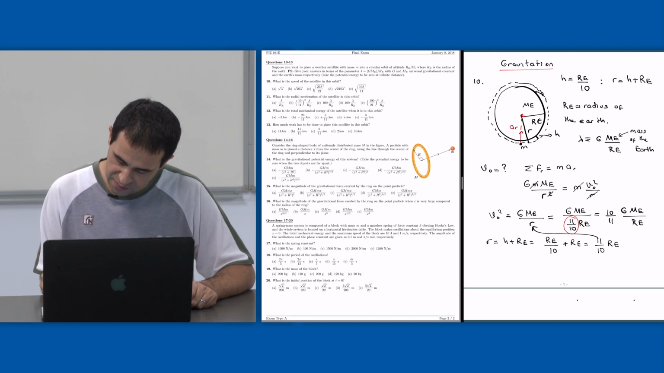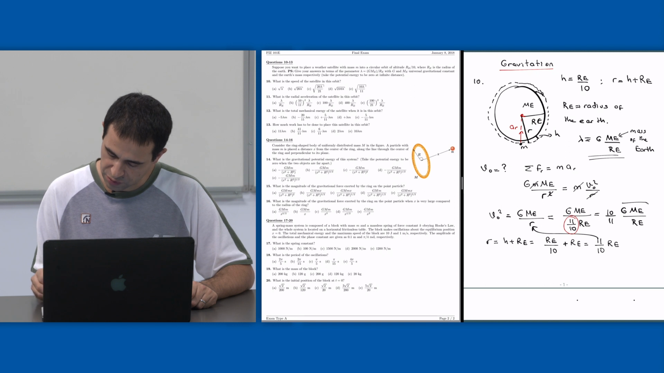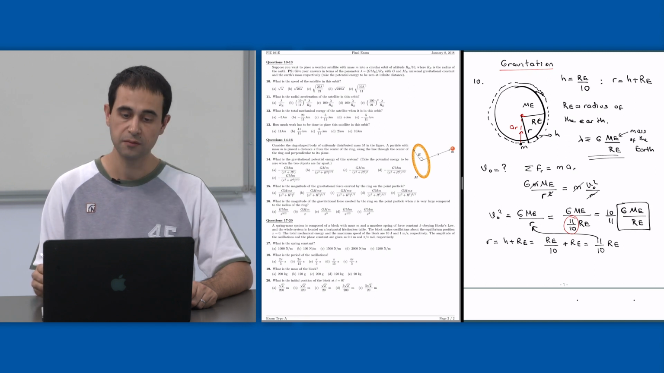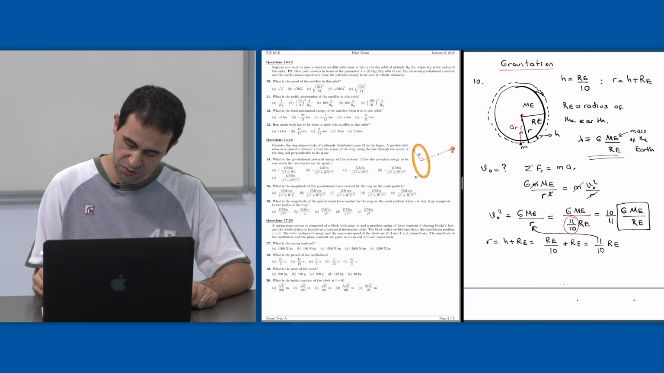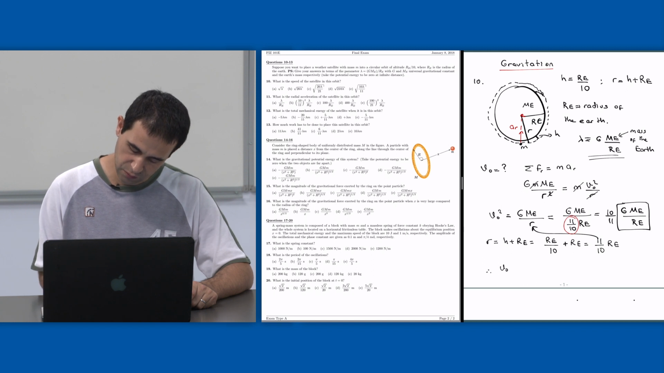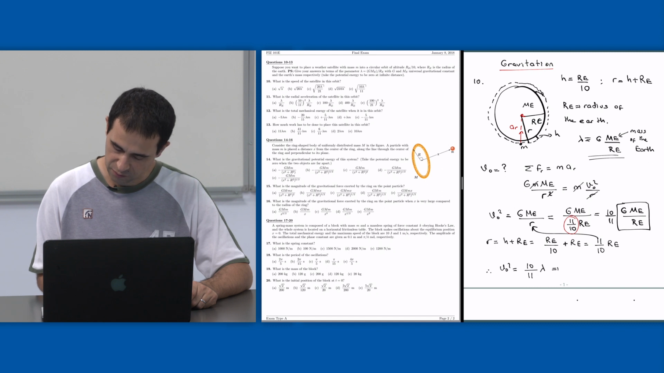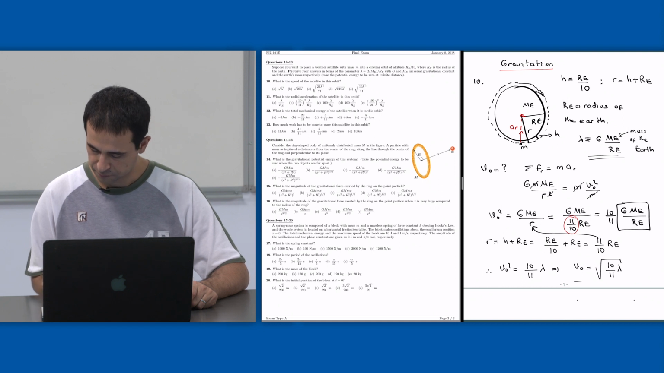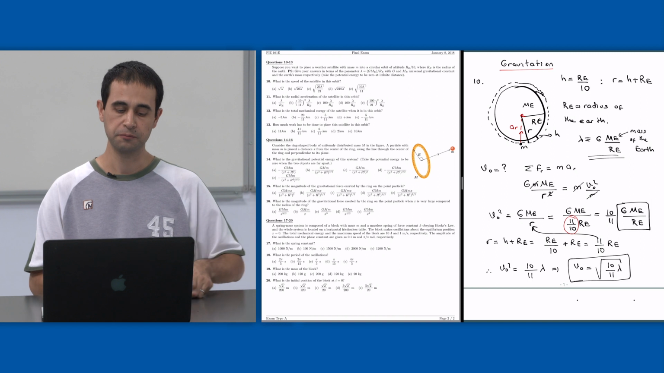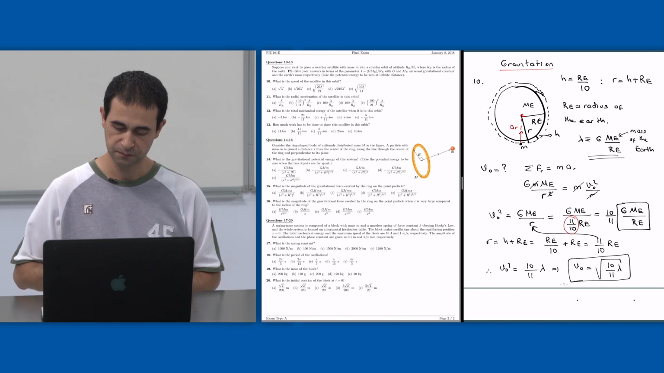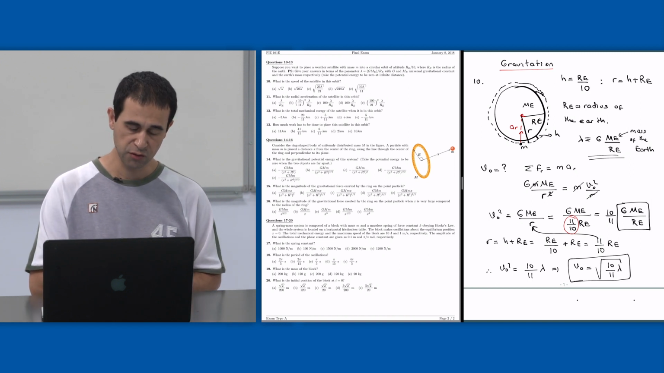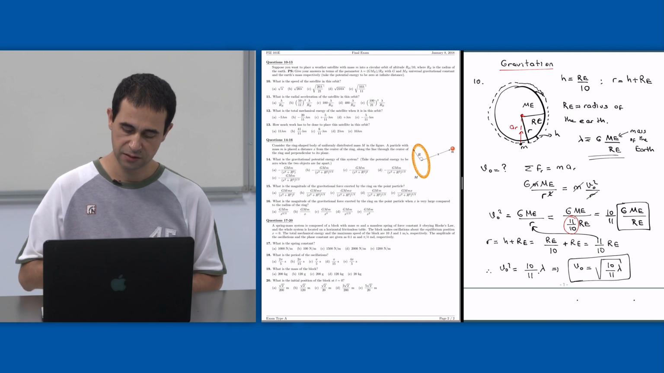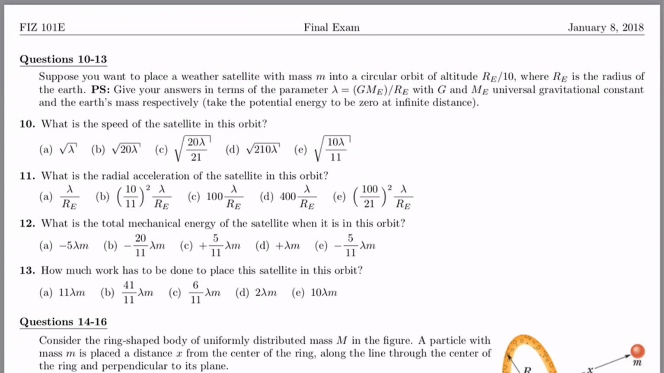The problem tells us that this particular combination is called lambda. Therefore, V squared is equal to 10 over 11 times lambda, and from here we find that V0 is equal to the square root of 10 over 11 lambda. So that's the first problem, 10. As you can see, it has 4 parts. Let's continue and solve the other parts.